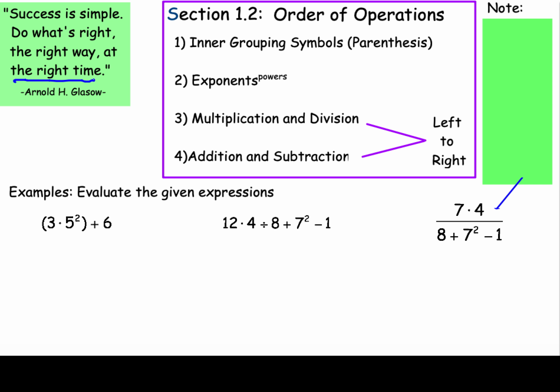It's simple to be successful, but again, we have to follow our order. So again, remember we always start with the parentheses, or what we like to call the grouping symbols. Not necessarily just parentheses, but they're pretty popular. We also have exponents following that. Then we have multiplication and division.